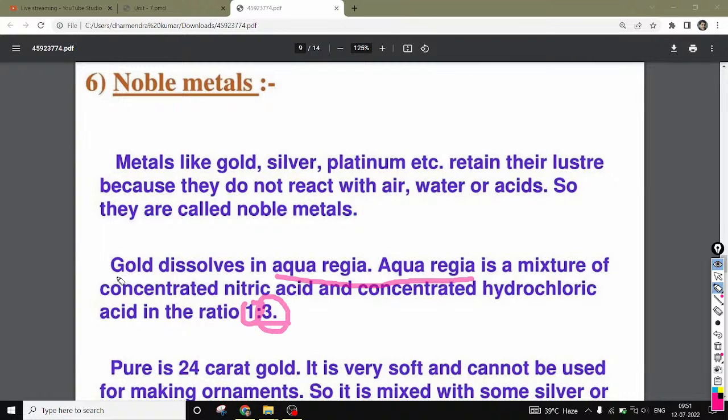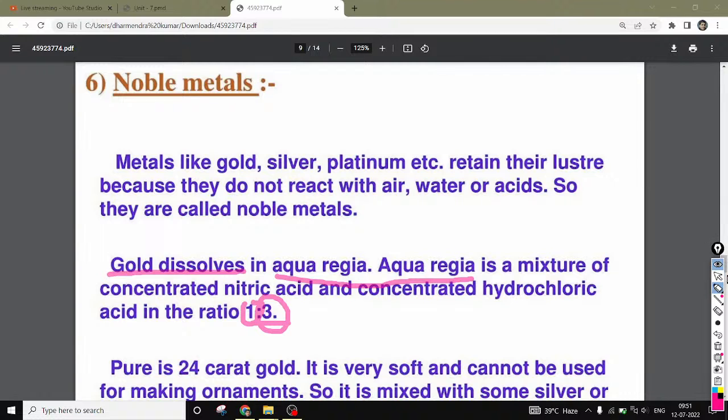So gold is generally dissolved only in this aqua regia, right? And jewelers who are making gold ornaments use this aqua regia for dissolving the gold in a particular solution medium, right? In that way they usually separate the pure gold from any mixture or impurities, right? So this is your aqua regia.